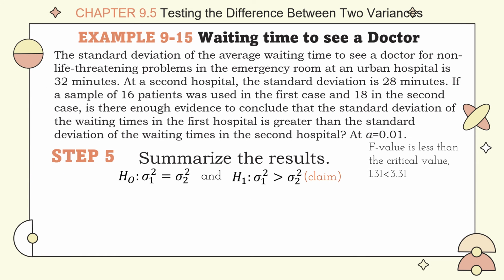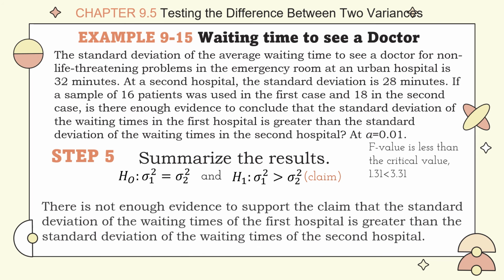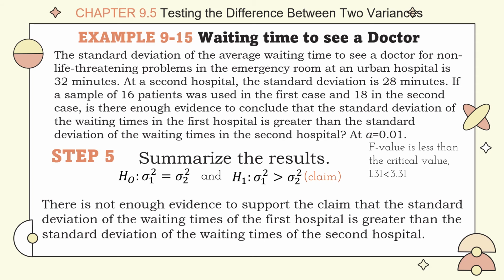Next, step 5, summarize the results. Since we do not reject the null hypothesis, there is not enough evidence to support the claim that the standard deviation of the waiting times of the first hospital is greater than the standard deviation of the waiting times in the second hospital.